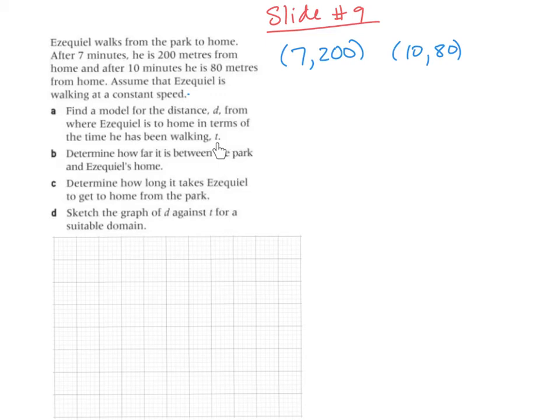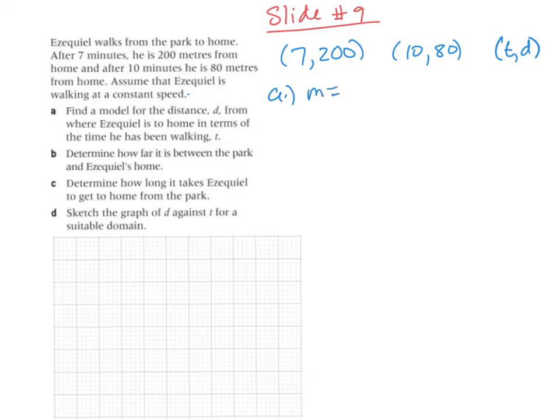Okay, so D, distance, is going to be a function of time. So I'm just going to write that in general, our ordered pairs are T, comma, D, because distance is a function of time. Time is the input, independent, and distance is the output or the dependent variable. Okay, so to find that model, this is for letter A, I'm just going to use point slope form. You could do a linear regression on your calculator, but I'm just going to go ahead and do the algebra.